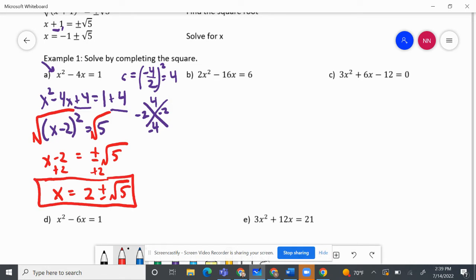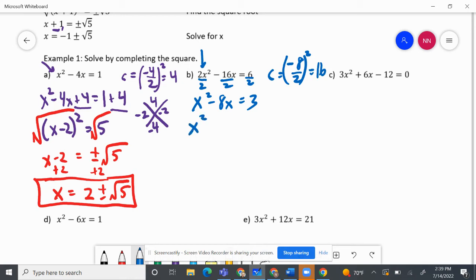Now, looking at letter B, this one actually has an a value. The a value is 2. So we're going to divide each of these by 2. When we do that, we get x squared minus 8x is equal to 3. We're going to find our new c value. So we take our b value, divide it by 2, and square it. Negative 8 divided by 2 is negative 4. Negative 4 squared is 16. So that gives us x squared minus 8x plus 16 is equal to 3 plus 16.